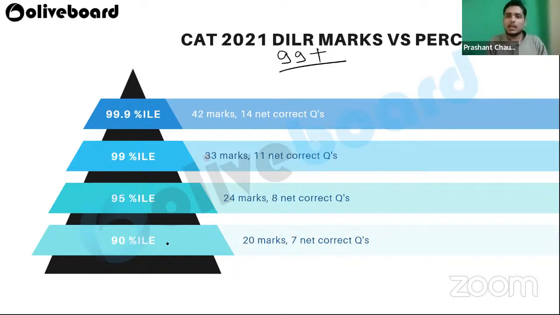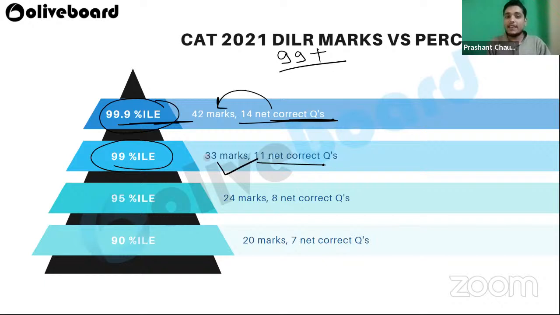If I am talking about CAT 2021 and I am aiming for 99.9 percentile, that means 14 net correct questions will get me 42 marks, and that counts to 99.9 percentile. Coming to 99 percentile, only 33 marks. That means only 11 net correct questions will get me to 99. Now remember, these 11 net correct answers are out of 20 questions. And mark my words, this is not at all tough.